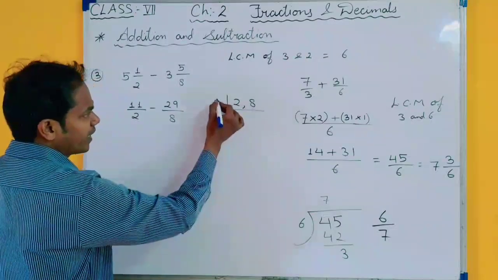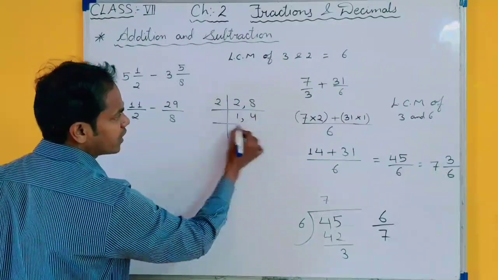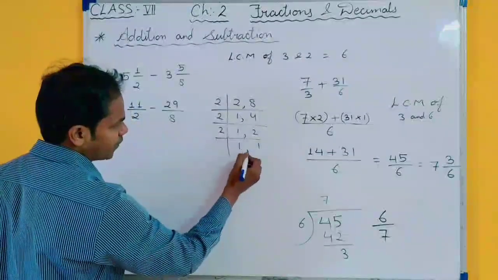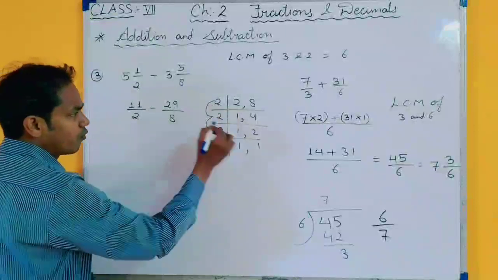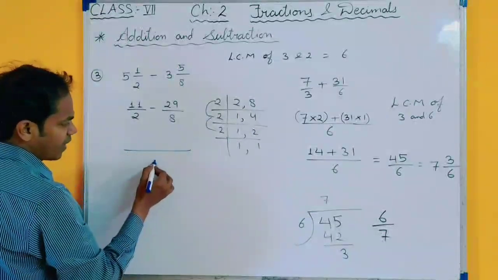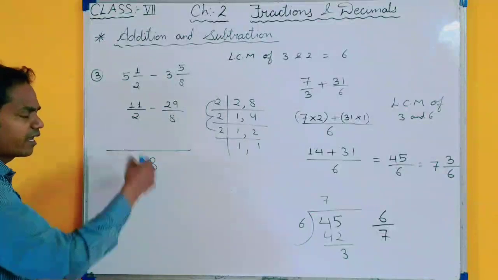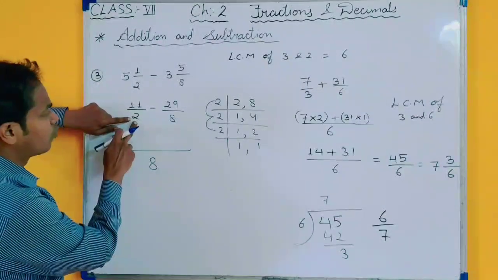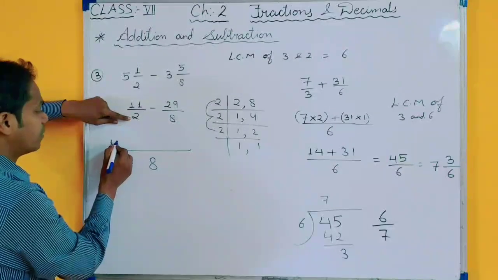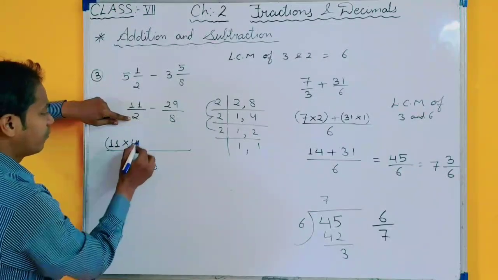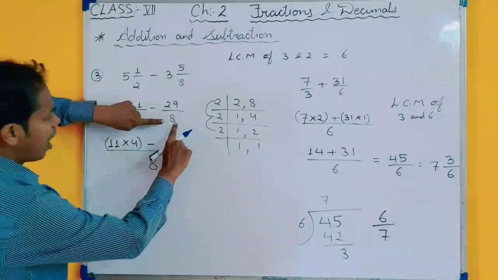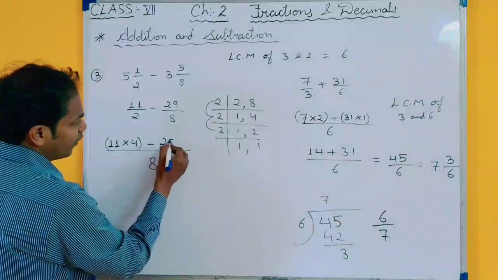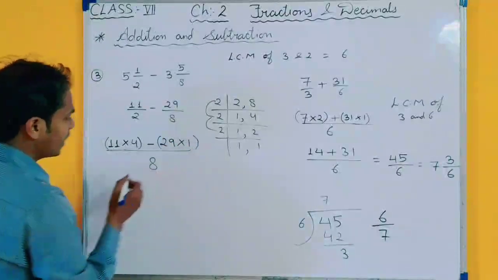I think you know how to take LCM. 2 twos are 4, 4 twos are 8. What is your LCM? Your LCM is 8. Again repeat the same method. How many times does your LCM 8 come in table of 2? 2 fours are 8, 4 times. So numerator will be multiplied by 4, minus. How many times does 8 come in table of 8? 8 ones are 8, 1 time. So 29 multiplied by 1.